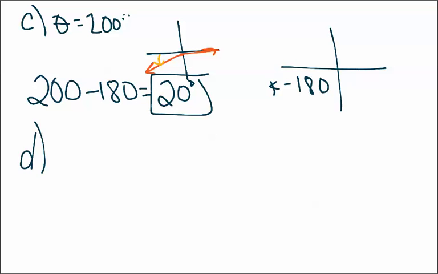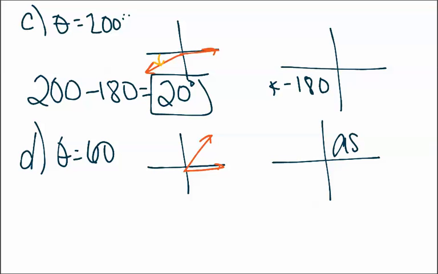Last degree example here, theta equals 60 degrees. Go ahead and sketch that. 60 degrees is going to be right here in quadrant 1. And if you look at your chart, that is as is, because I am 60 degrees away from that x-axis. So my reference angle is my angle itself at 60 degrees.